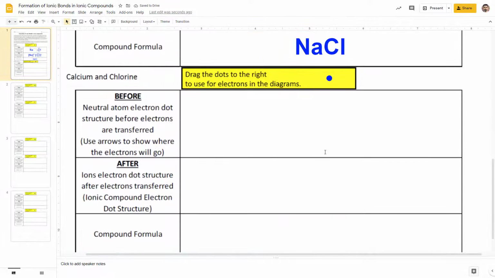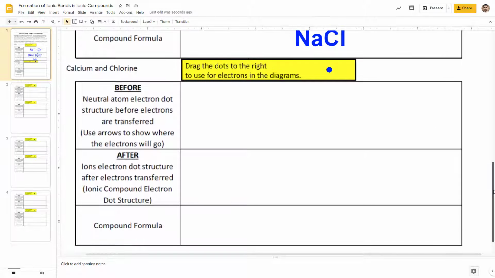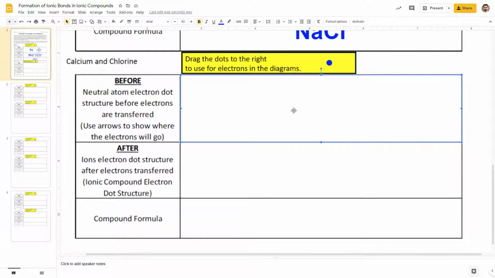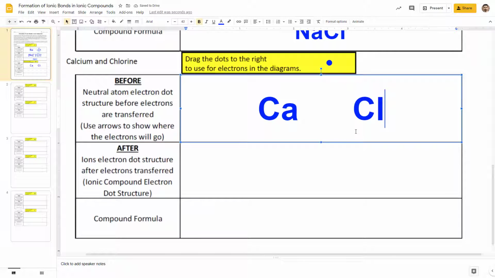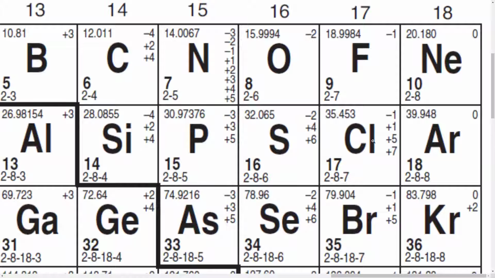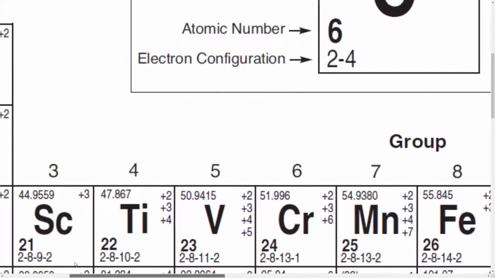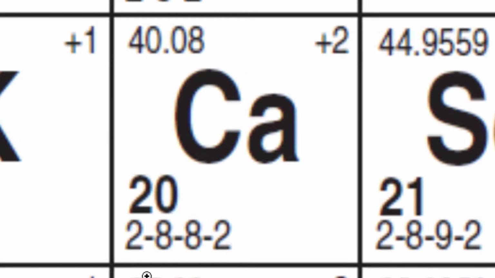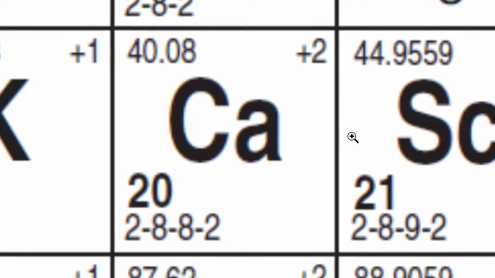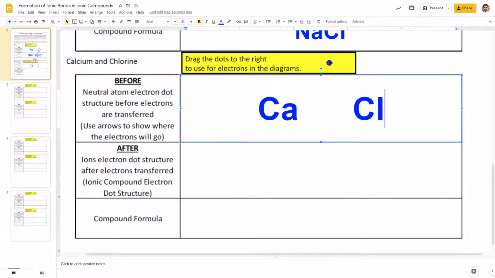All right, let's look at a second example. Now we're going to do it between calcium and chlorine. So we'll write calcium and chlorine. And let's look at the periodic table. We know chlorine already has 7 valence electrons around it. And our calcium, let's look over there. Here it is. Calcium has 2 valence electrons around it. So let's put our 7. 1, 2, 3, 4, 5, 6, 7. And calcium has 2. All right, now let's put an arrow.